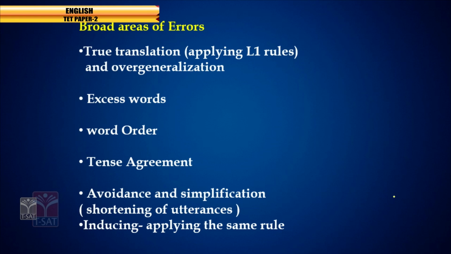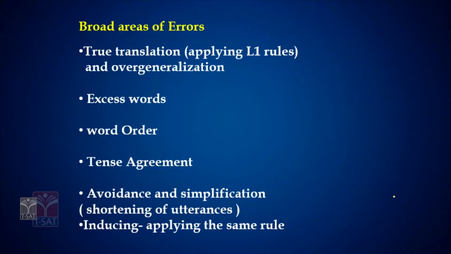And what exactly happens? Because of true translation, learners believe, okay, whatever I am saying is correct. It leads to overgeneralization and even fossilization. Fossilization means error that remains forever and ever. And excess words. This happens when we use more than one linker in an utterance. And word order, this happens in questions generally, and tense agreement. The learners, they use the wrong tense in the wrong context.